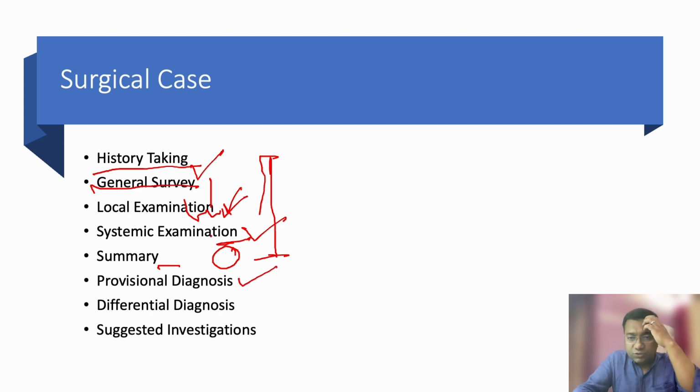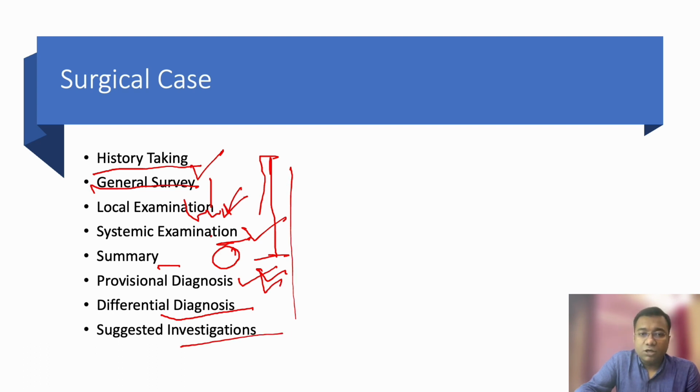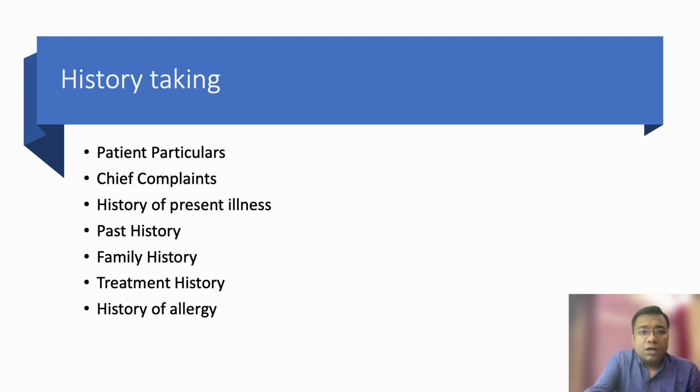Now, the provisional diagnosis might not be the actual diagnosis, but it should be based on the history which you have taken and the clinical examination which you have done. Then you need to suggest some differential diagnoses also, because your provisional diagnosis sometimes may not be correct. And to establish your diagnosis, you need to do certain investigations, and that completes your pro forma of history taking and clinical examination.